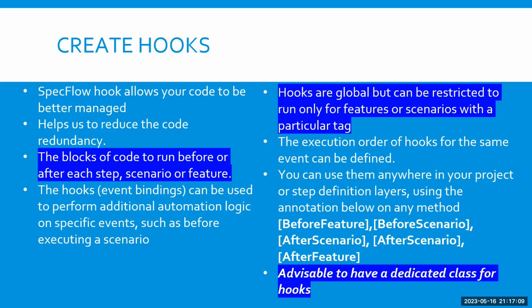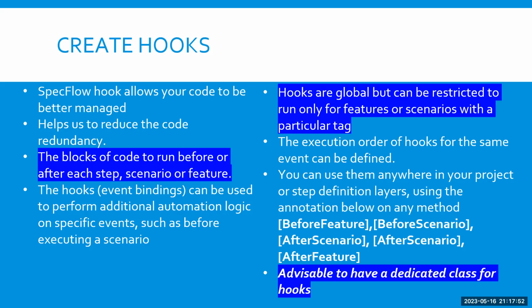We also have the hooks event binding, because when you're doing this, which I'm going to show you, you need to select the specflow.event.hooks binding. So yeah, that is the template you will be using. You can use this to perform additional automation logic on specific events, such as before executing a scenario. Visual Studio 2022 has a way of starting your automation for the before scenario. 2019 is kind of different. So they all have their own flavor of the before and after scenario for hooks.